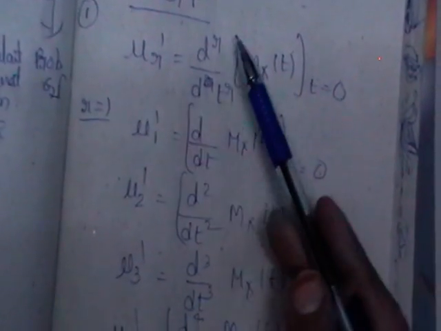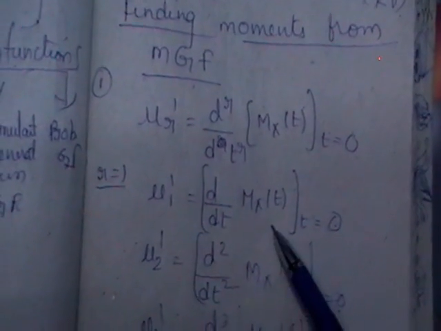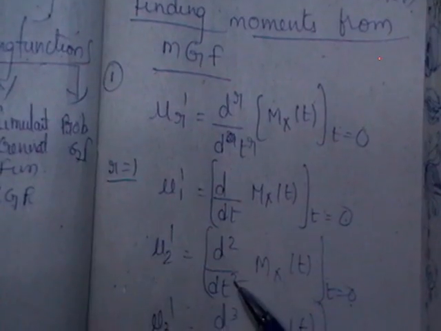Similarly, mu4 dash. So to calculate moments from the moment generating function, you find the derivative equal to the order of the moment. That is, mu r dash is d power r by dt power r of M_X(t). Mu1 dash means the first derivative of the moment generating function, mu2 dash the second derivative, and the third and fourth derivatives give the third and fourth non-central moments. So this is the first way of calculating moments.